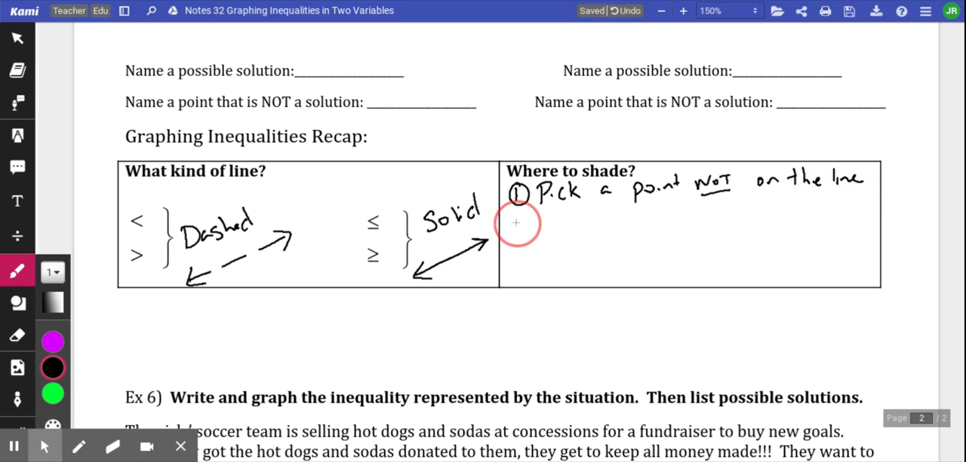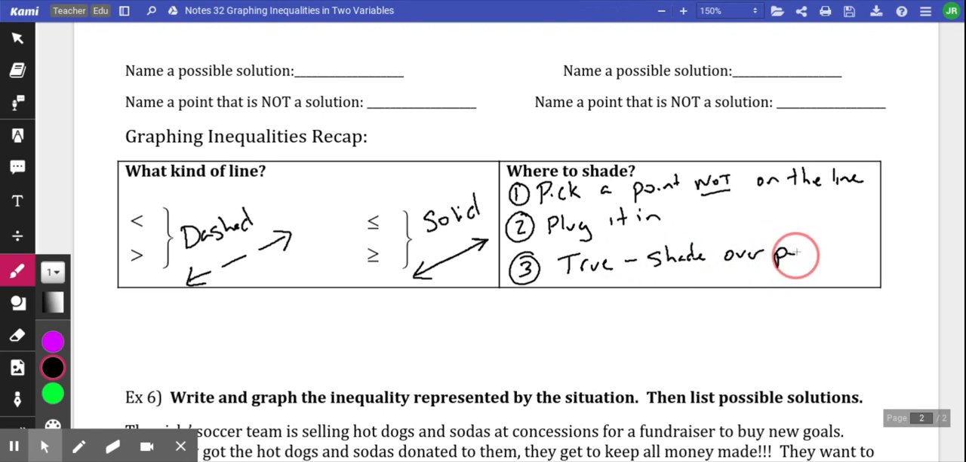And then you're going to plug that point into the original inequality. And then you're going to determine, is that true or is it false? So if it's true, you're going to shade over the point. And if it's false, you're going to shade on the side opposite. And wherever you see this shading is going to tell you where you have your possible solutions.